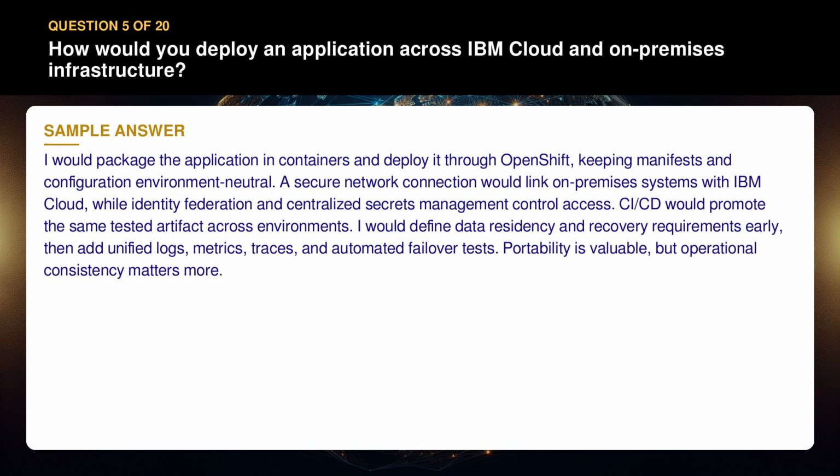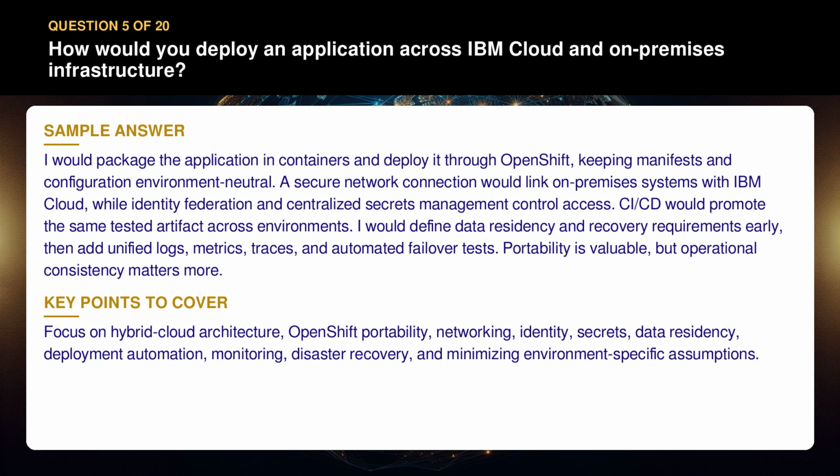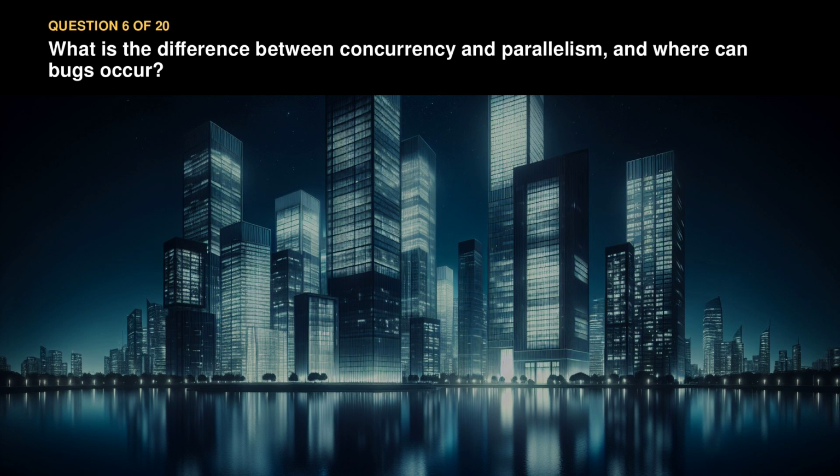I would define data residency and recovery requirements early, then add unified logs, metrics, traces, and automated failover tests. Portability is valuable, but operational consistency matters more. Focus on hybrid cloud architecture, OpenShift portability, networking, identity, secrets, data residency, deployment automation, monitoring, disaster recovery, and minimizing environment-specific assumptions.